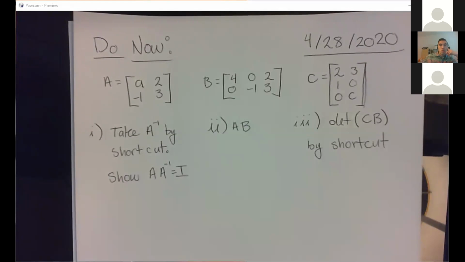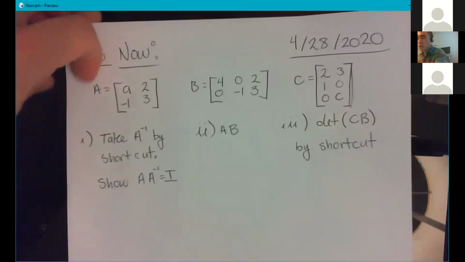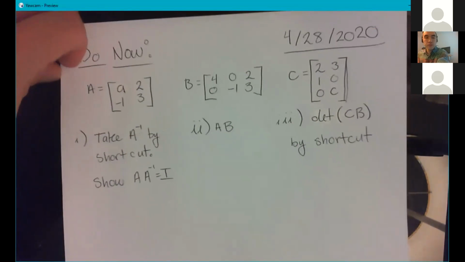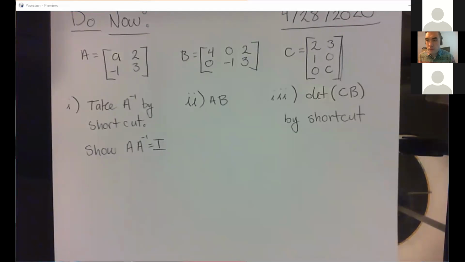Okay, let's go ahead and start. So item number 1, we are being asked to take A inverse by shortcut, and then we're asked to show that the product of A and A inverse gives back the identity matrix. Of course, it should work both ways, both A inverse times A or A times A inverse. But in this case, I'm only going to ask for it one way, and that'll probably be the same on tomorrow's test, just because doing it both ways is time consuming.